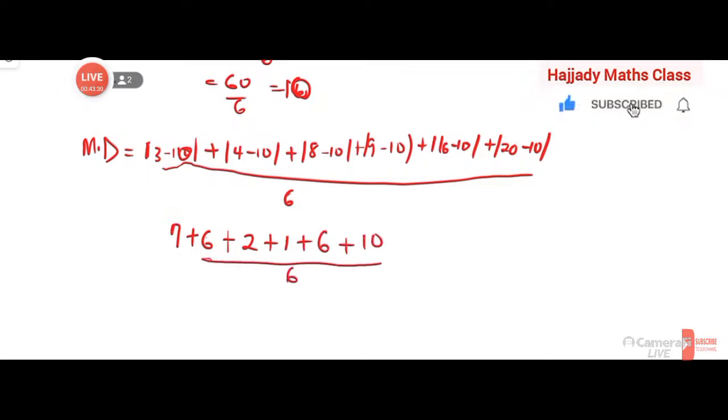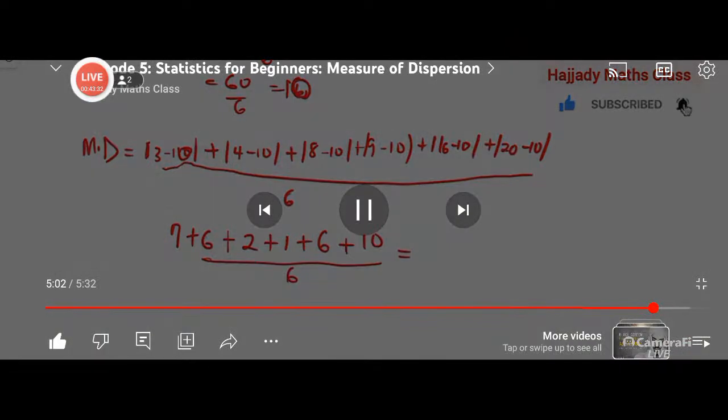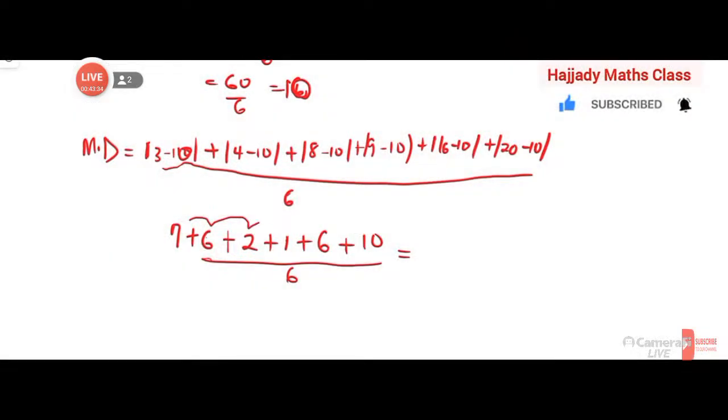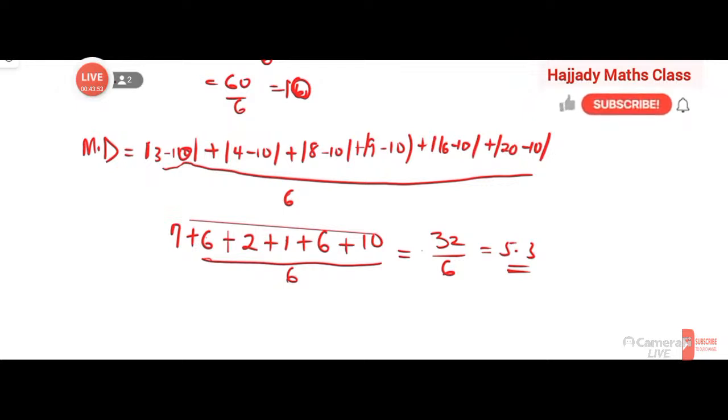And this is going to give us 7 plus 6 is 13, 15, 16, 22, 32. So here we are going to have 32 over 6. And that should give us 5.3 something. So that should be our mean deviation. And what's the purpose of mean deviation? This is to see how far our observations are from the average. That is the purpose of mean deviation.